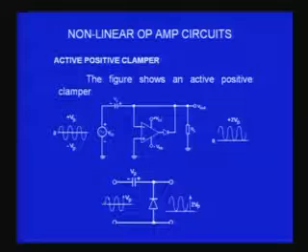So when the input is maximum V peak, you have to add another V peak here due to the battery here or the capacitor, and so the total output will be 2 V peak, and when you go to 0 you will have this V peak, and when you go to the minus V peak, this plus V peak will add with that and you will get 0.